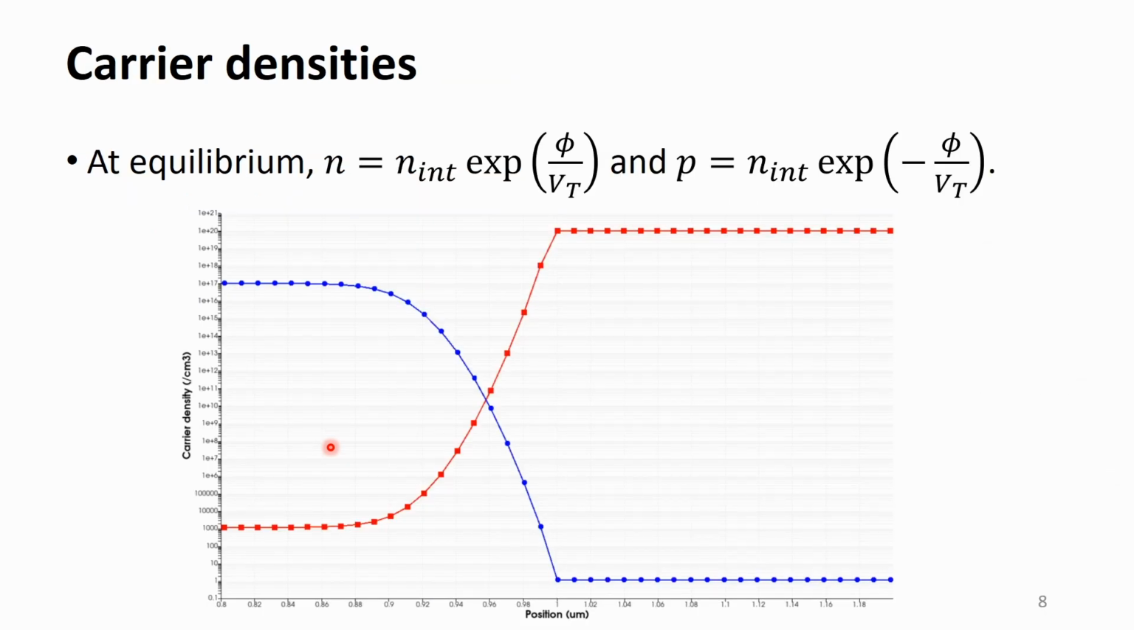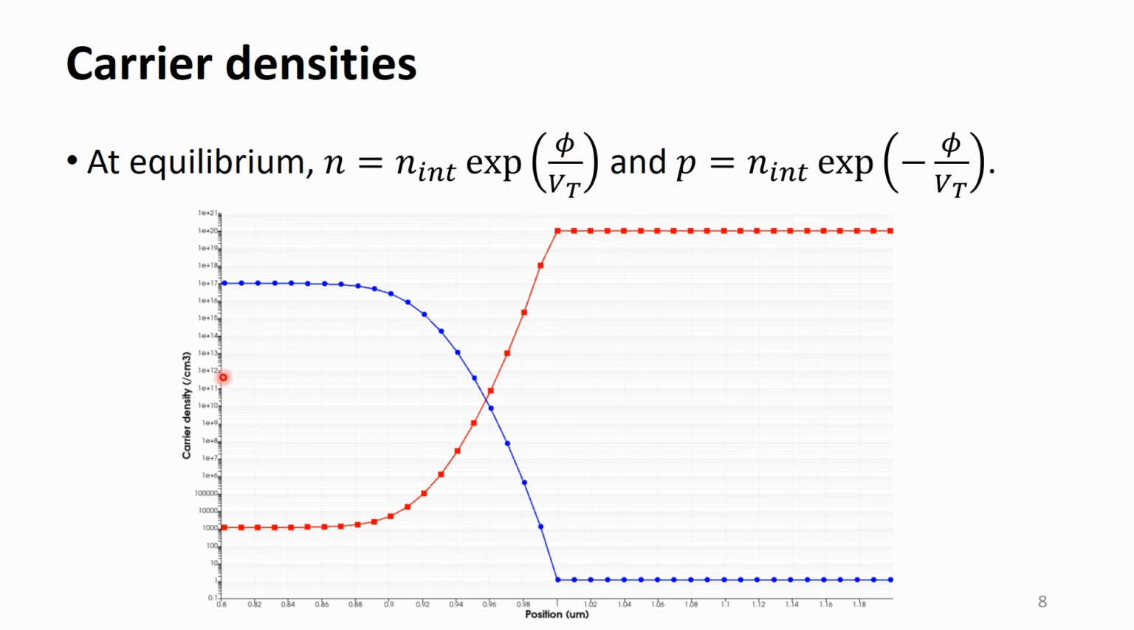Since we have simulated the p-n junction, not only the electrostatic potential, but also the carrier densities are available. Red and blue curves are showing the electron and hole densities respectively. You may feel that the electron density looks quite similar with the electrostatic potential in the previous slide. It is not accidental. Actually, at equilibrium, the electron density is exponentially dependent on the electrostatic potential.